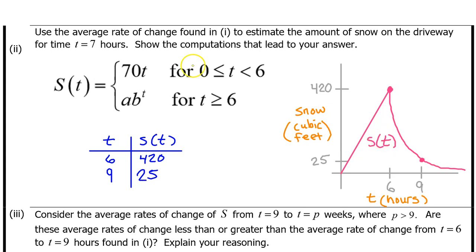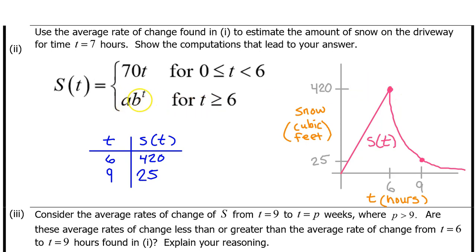Here's a graph of the piecewise function s of t, modeling the amount of snow on the driveway over time. The first piece of the piecewise function models the accumulation of snow on the driveway, as snow began to fall at time t equals 0 and stopped falling at time t equals 6. During that interval, snow fell at a rate of 70 cubic feet per hour, and we went from no snow to 420 cubic feet of snow on the driveway.